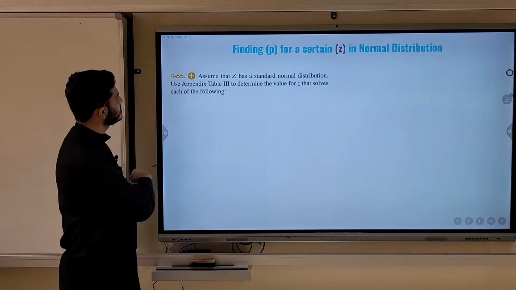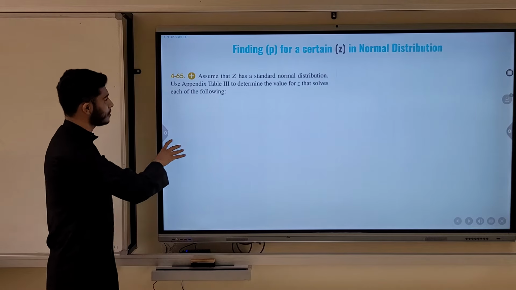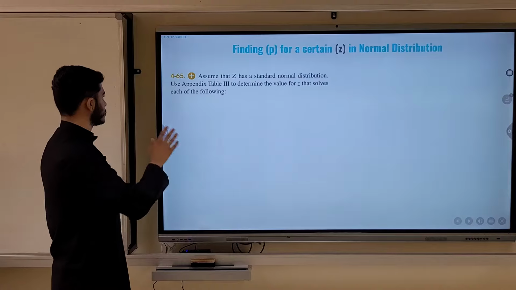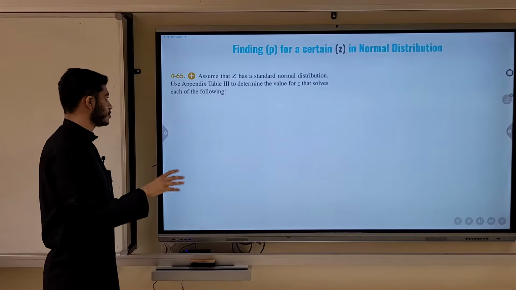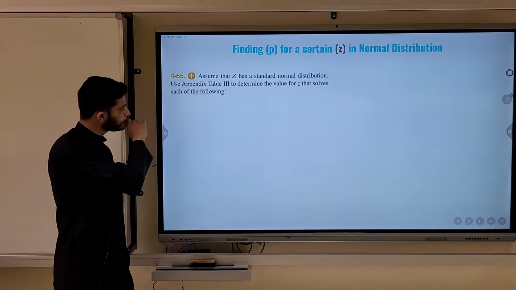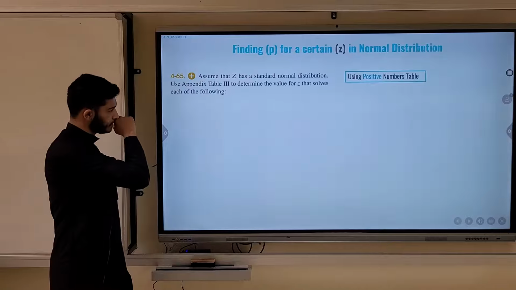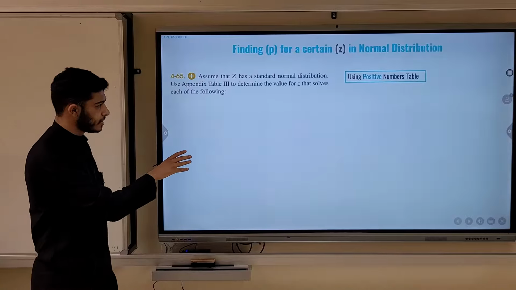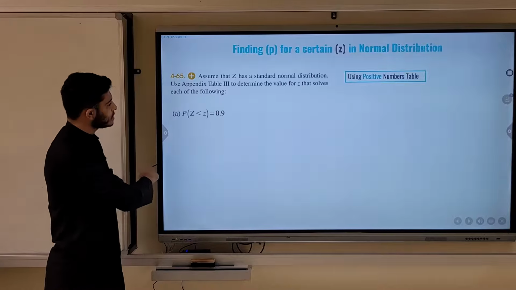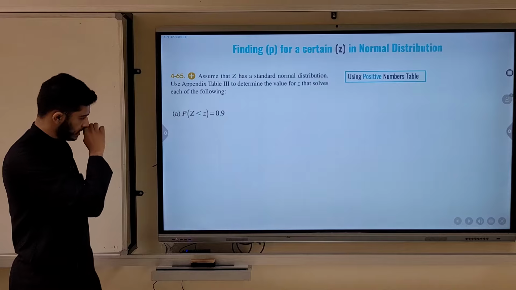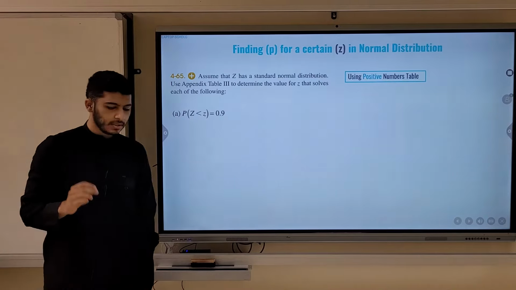Now I'm going to solve an example from the book regarding what we have just solved: finding Z from a certain P in the normal distribution. Assume Z has a standard normal distribution. Use appendix table 3, which is a table, to determine the value of z that solves each of the following. We're going to use the positive numbers table in this question. The probability of capital Z less than small z equals 0.9.